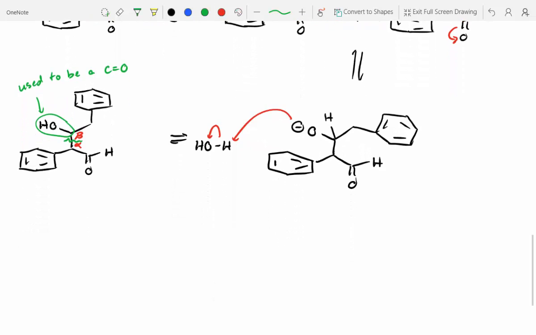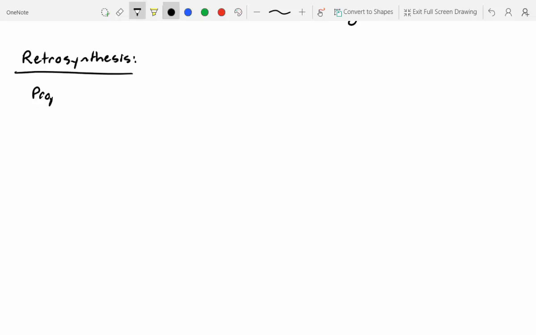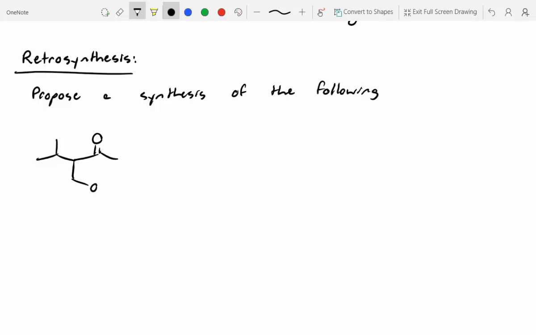So let's do an example of a retrosynthetic problem. Propose a synthesis of the following. So what pieces do we need in order to build this?